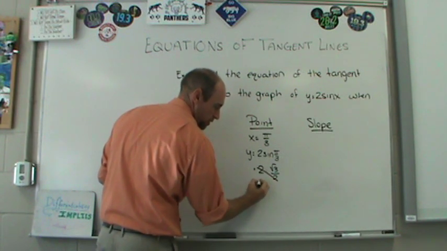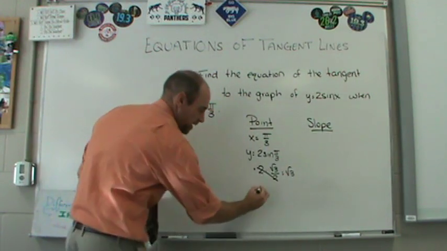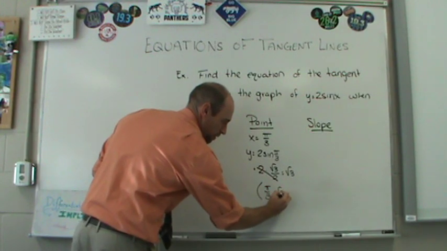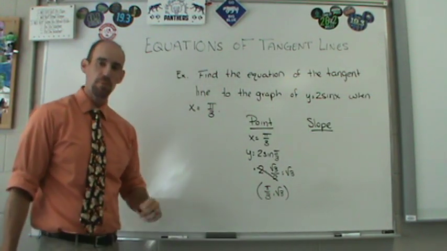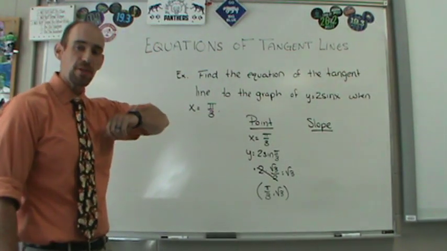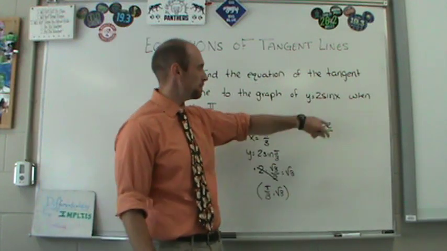2's cancel out, so now y equals just square root of 3, and our point is now going to become pi over 3, square root of 3. So there's our point that we needed. All right, now we're going to go to the slope. And again, remember the slope comes from the derivative. So let's take the derivative of this.